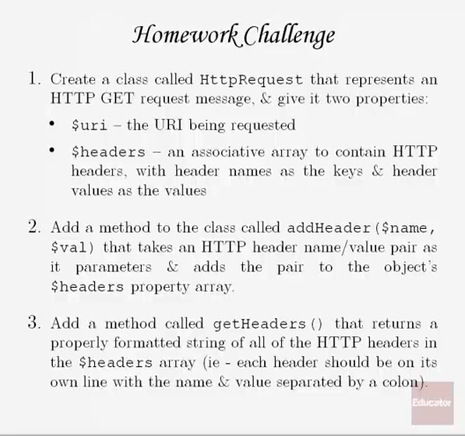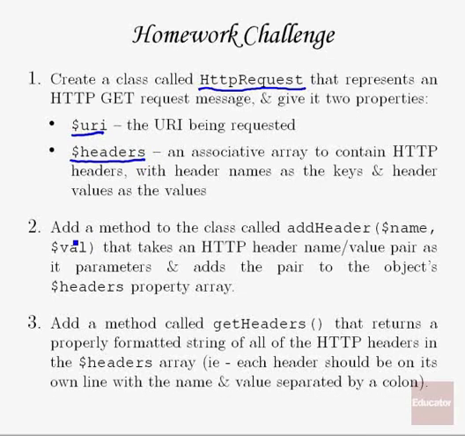So for today's homework challenge, it's kind of an advanced homework challenge. I'm going to have you create a class called HTTP request. That's basically going to represent an HTTP GET request message, and that's something we learned about in an earlier lesson in the course. And I want this HTTP request class to have two properties, one called URI, which is a string, and that's going to represent the URI that this particular request object would be requesting, and then a headers property, which is an associative array that's going to contain name-value pairs of any HTTP headers for a particular HTTP request that this HTTP request object would be representing.